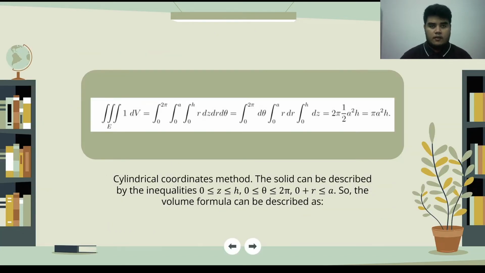And then for this method, we will be using the cylindrical coordinates method, which is the perfect one for our cylinder tank. And the solid can be described by the inequalities 0 smaller than z smaller than h, then 0 smaller than theta smaller than 2 pi, also 0 smaller than r smaller than a. And as we can see, we can use the volume equation. The equation of the volume formula is basically as shown above.